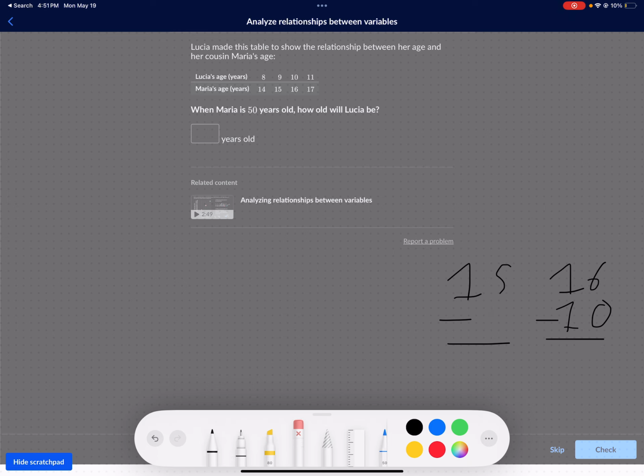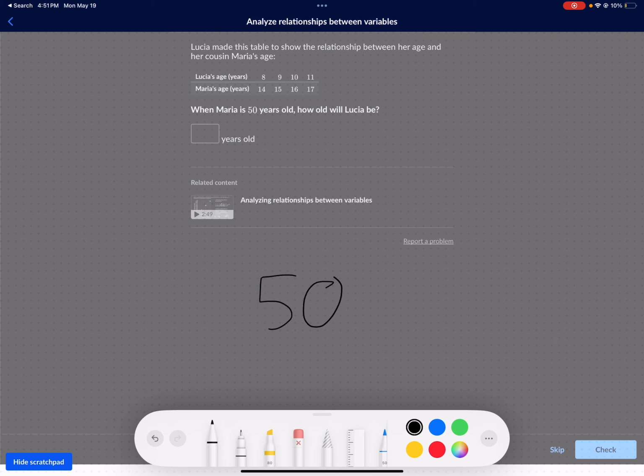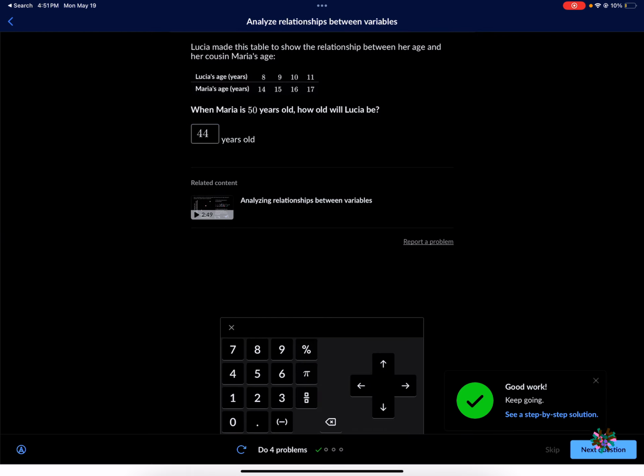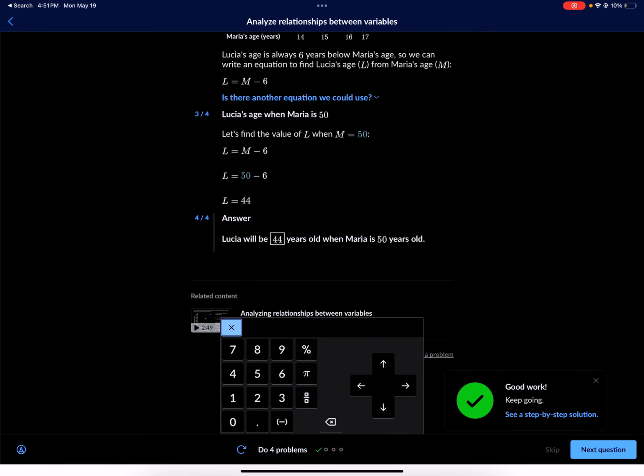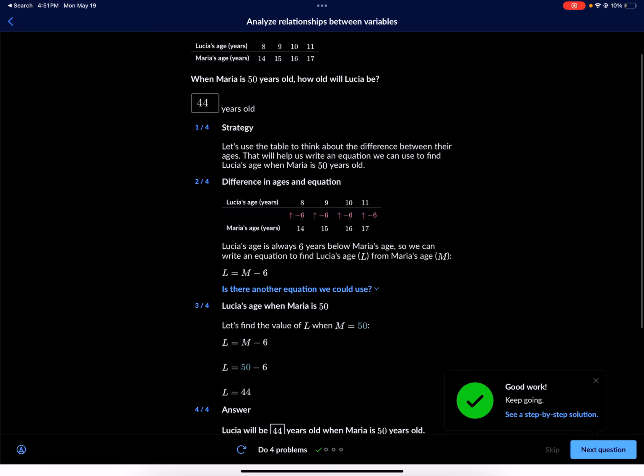So I think this means that Maria is 6 years older than Lucia. So we're going to take 50 and subtract that by 6. Whatever we get here, that's going to be Lucia's age. So if we do the math, we know that Lucia is going to be 44 years old. So that's the trick. Just find the formula and find the relationship.